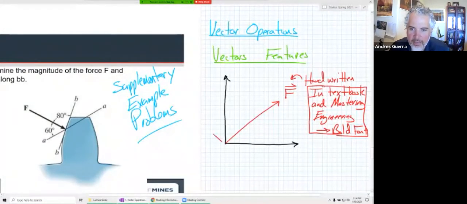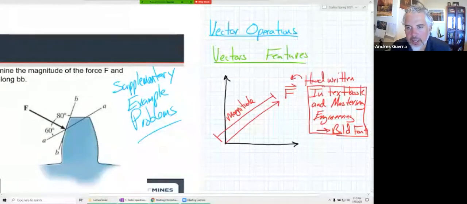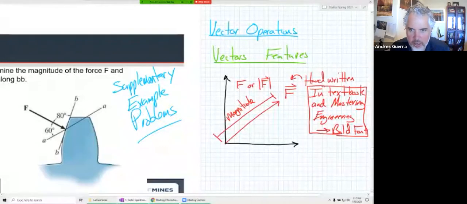The length of these arrows is representative of the magnitude. We can express magnitude as either just F like that, or we can put the arrow over the top of it and then put the magnitude lines on either one of those. So our magnitude we'll do as just the plain letter, or I can put the magnitude lines. Most of the time, I'll just do the plain letter.